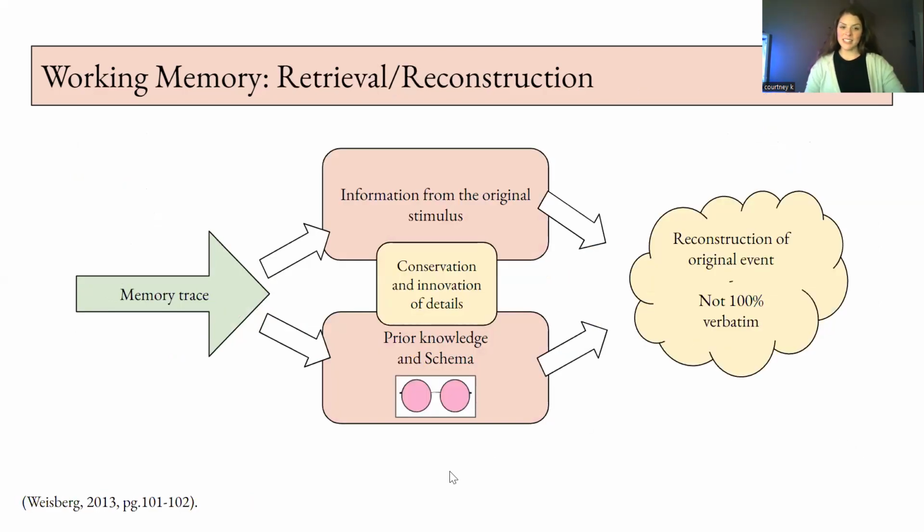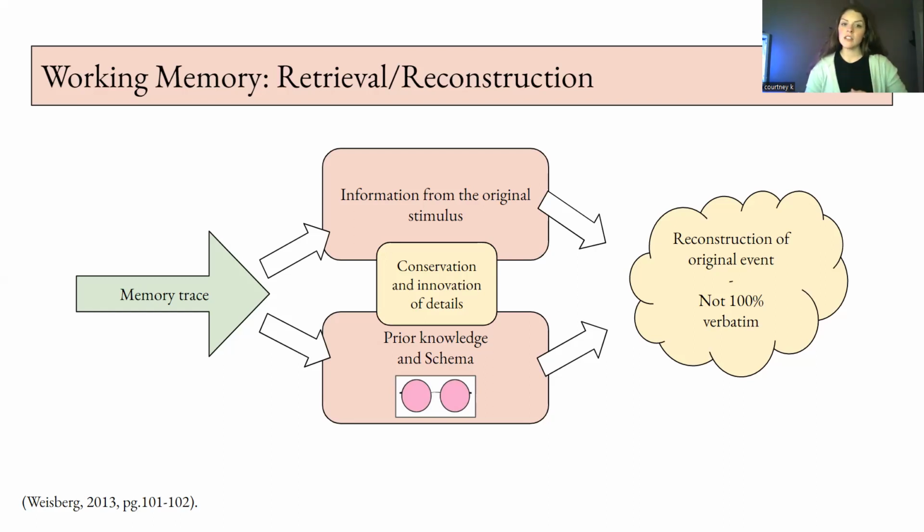The next process is retrieval and reconstruction of memories. So from that memory trace, you might draw back on a memory. And so from that, there's this whole process of reconstructing that memory. And from that single memory trace, you have information from the original stimulus, aka what actually happened, and then you have prior knowledge and schema.